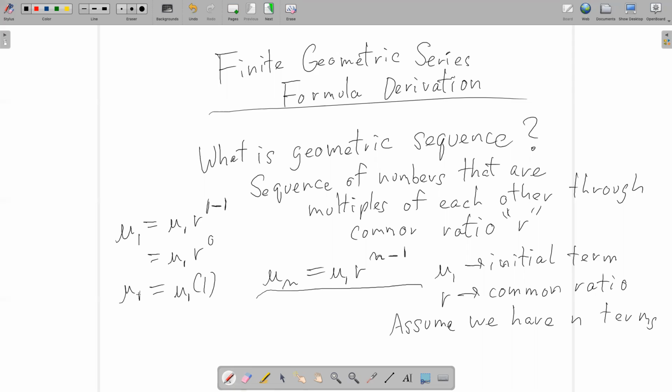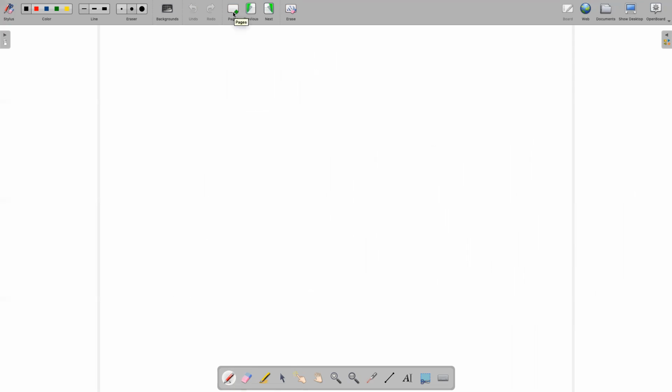And as usual, we assume that we have n terms, and here we define that u sub 1 is the initial term and r is the common ratio. So the trick in order to derive the finite geometric series formula is very similar to how we did the arithmetic sequence formula. We're going to create two copies of S.